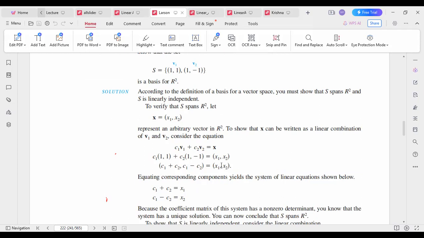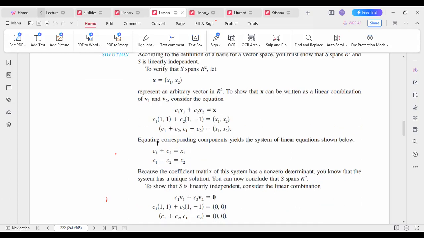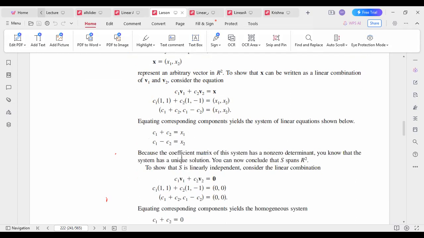So this can be written as this. Now equating corresponding components, we get first one equals x1 and second one equals x2. Now solving, adding and subtracting, we can find out the values of the scalars. So it has a unique solution. So we must conclude that S spans R2.